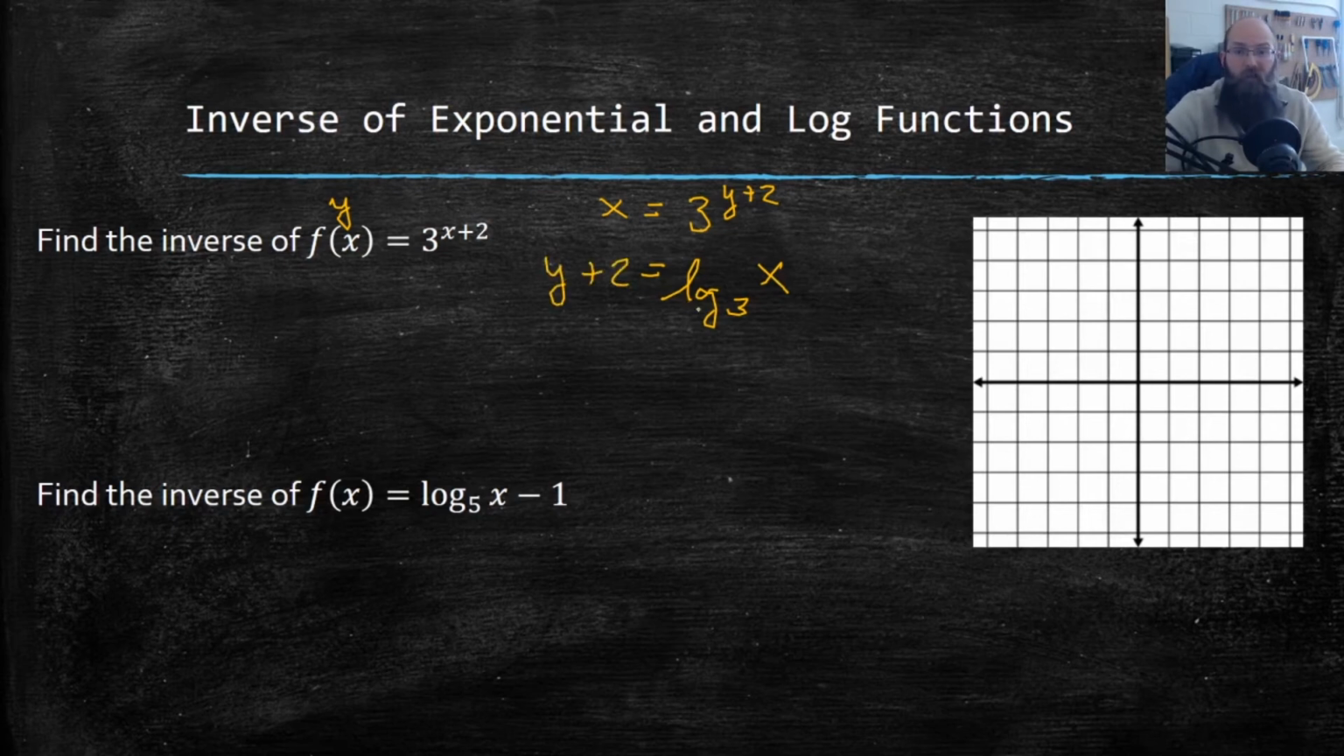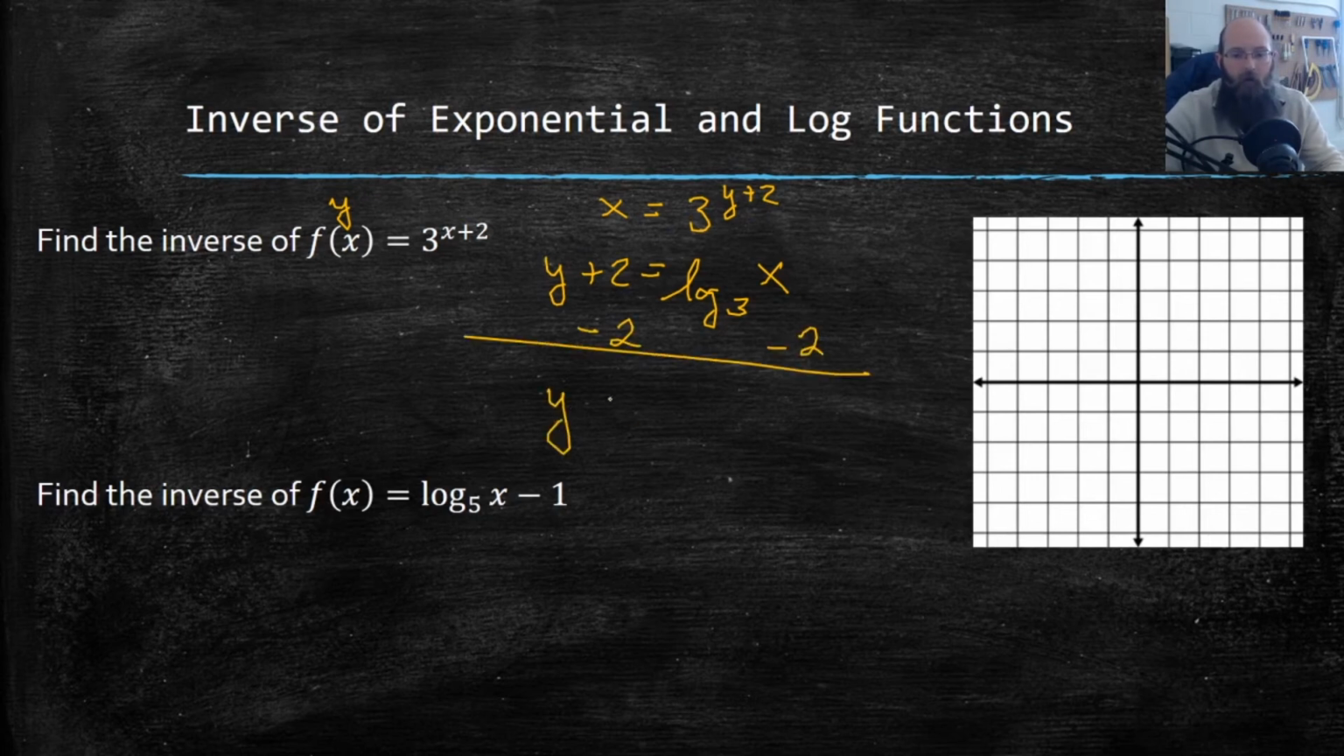Check yourself now by doing that little looping technique I've shown you in the past. 3 raised to this power equals x. Okay, that's true. That was what we originally had. What exponent on 3 gets me x? Well, that's this thing, so that's why it's all by itself. Then I have to subtract the 2, so I'm getting y by itself.